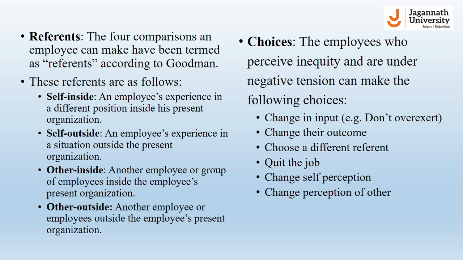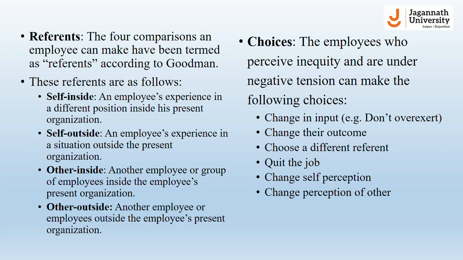Then there are choices which the employee makes. The employees who perceive inequity and are under negative tension can make the following choices. So basically this is human tendency that whenever we are in a state of inequity or disequilibrium, the human being always strives to balance that situation to achieve equilibrium. So how does it happen? We have already discussed in the cognitive dissonance theory that kind of conflict within, and that tension, which every individual tries to resolve.